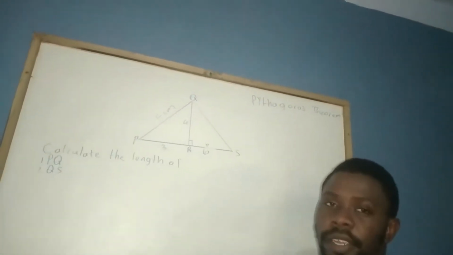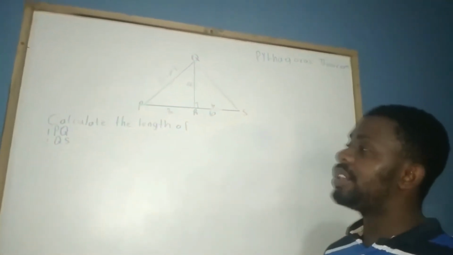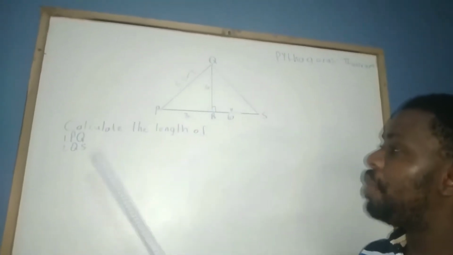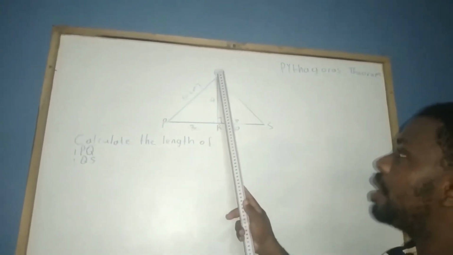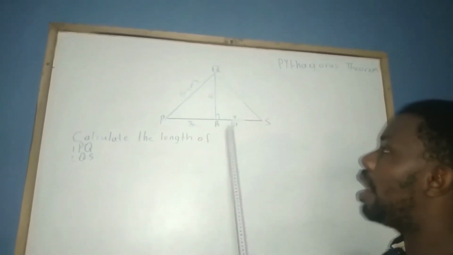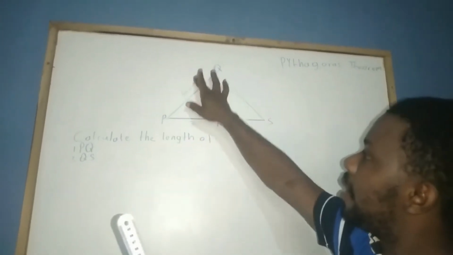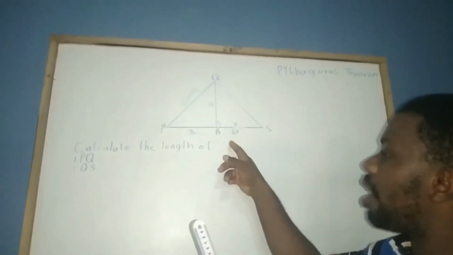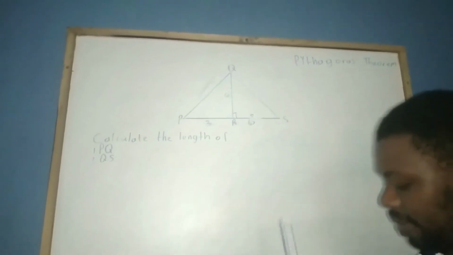Welcome to another session. In today's video, we'll be looking at a problem that you will probably see in your upcoming exams, in which it asks you to calculate the lengths of PQ and QS. Here we have the triangle PQR, and we're asked to find the length of PQ, and in this triangle, we're asked to find the length of QS.